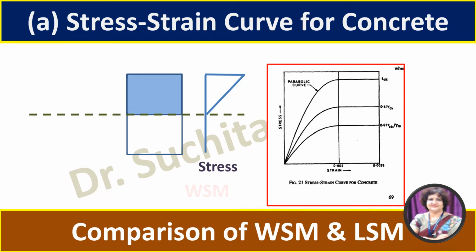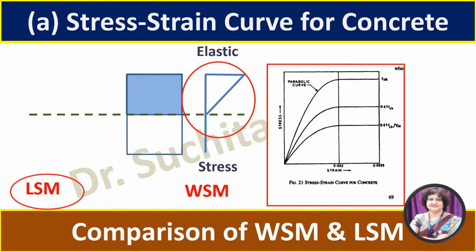As we have seen, in working stress method, the concrete is assumed to act elastically, and therefore the stress variation in concrete is linear. Now in limit state method, the stress strain variation is assumed as non-linear elastoplastic. So how will be the stress variation in case of limit state method?